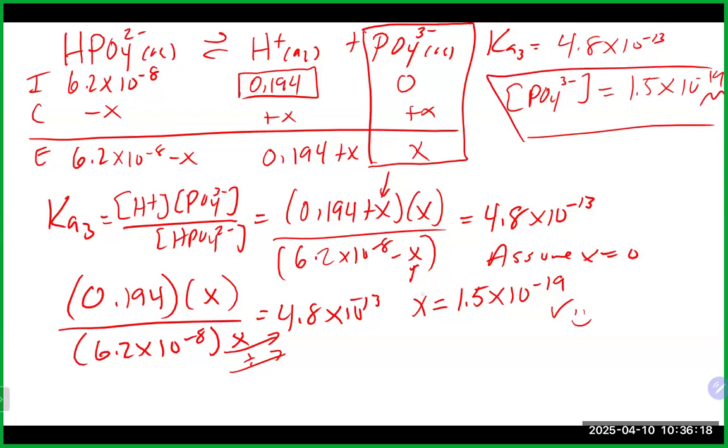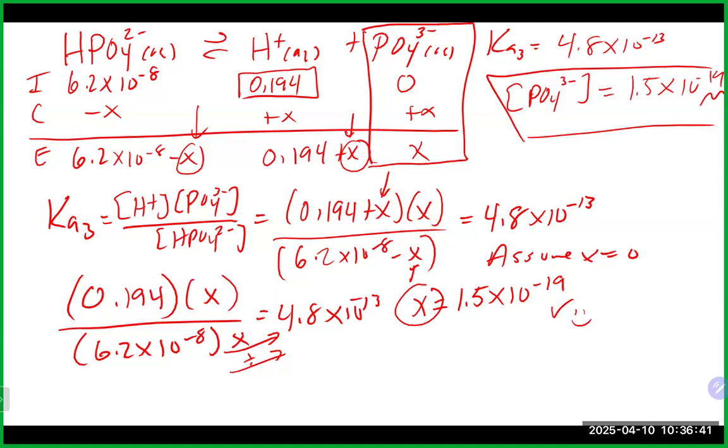Once again, when we take this x value and put it back into each of these locations, do the numbers change? They do not. Again, if you took 0.194 and you added 1.5 times 10 to the minus 19, it'll still be the same. And same thing if you took 6.2 times 10 to the minus 8 and subtracted 1.5 times 10 to the minus 19, it would still be the same.